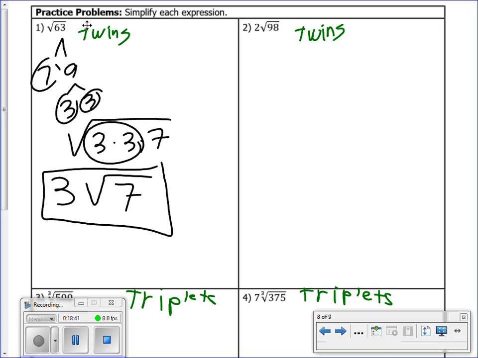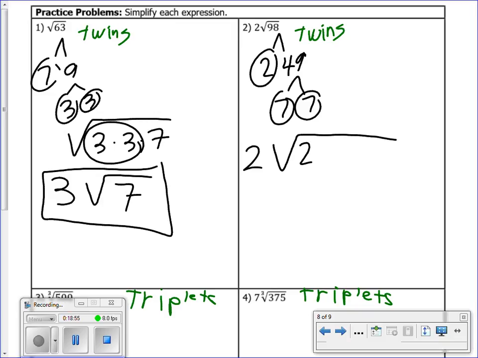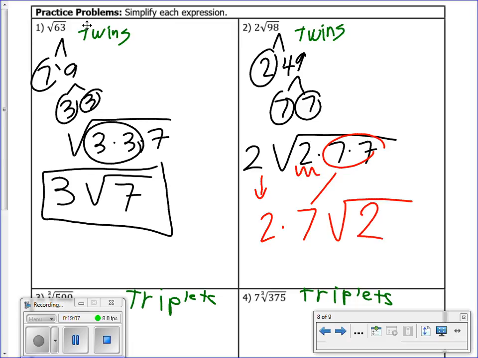98. 98 breaks down to 2 and 49. 49 is 7 and 7. So we have that 2 out in front, square root, 2 times 7 times 7. You want to find your twins, so your twins are 7, so they get to come out. Don't forget to multiply by the 2 in front. Square root, what's left over? Left over we have this 2, so that's going to stay inside the square root. And now you multiply 2 times 7 to give us 14 square root 2, and that is your final answer.